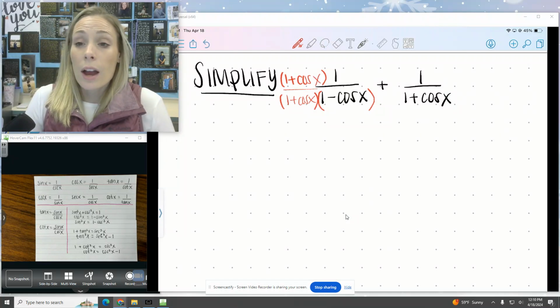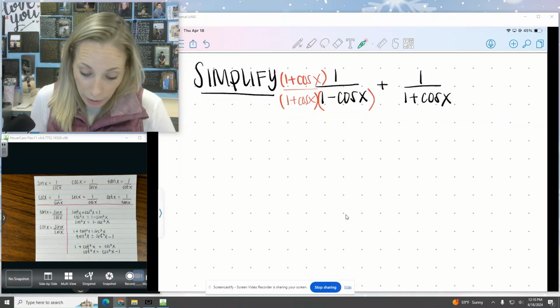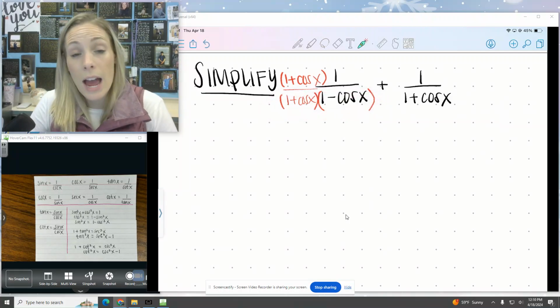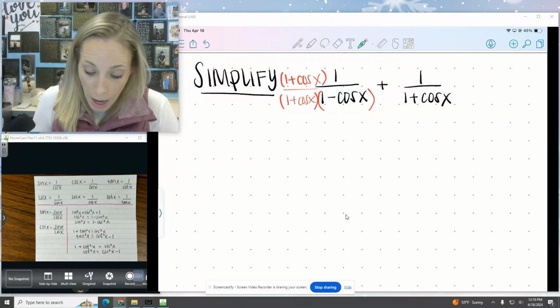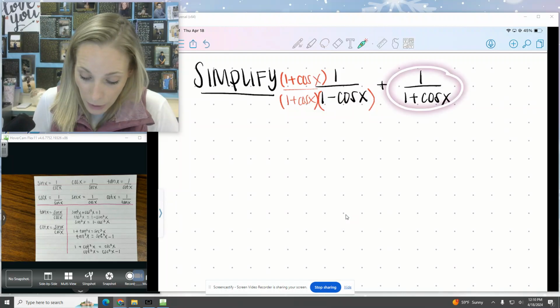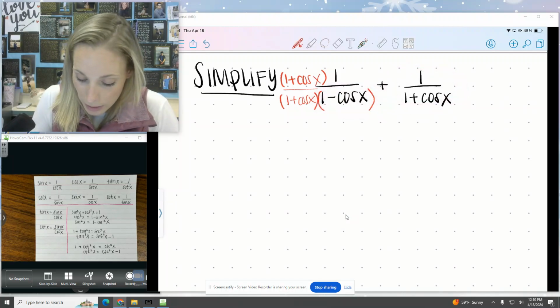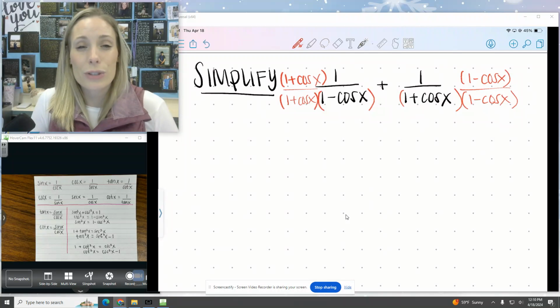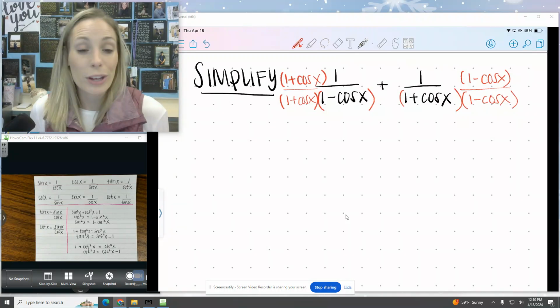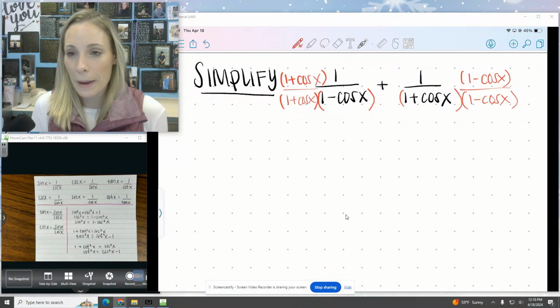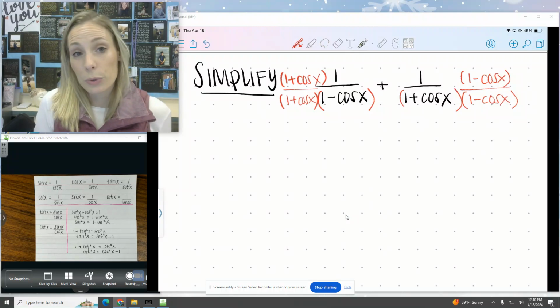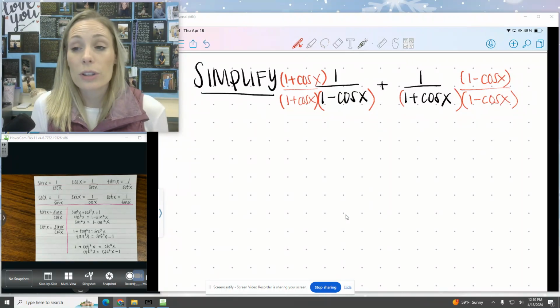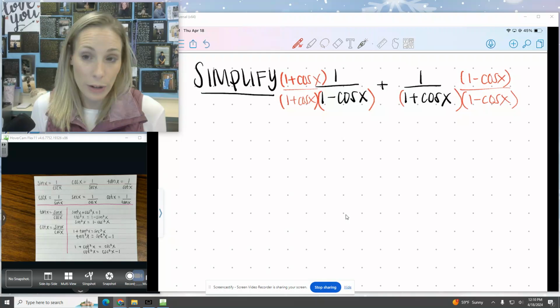So I've got this denominator of 1 plus cosine of x times 1 minus cosine of x. I'm going to multiply this fraction by that denominator, so we have a common denominator. It's going to look like 1 minus cosine of x over 1 minus cosine of x. Remember, the 1 minus cosine of x and the 1 plus cosine of x are tied together. They're a team. You can't break them up. Now, just like with numbers, we are going to multiply these out and figure out what our answers are.